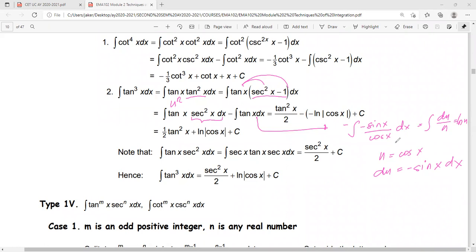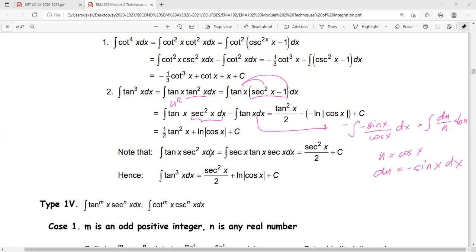Your u is in the denominator, your du is in the numerator. So then the answer is ln of u. So our u is cosine. So the ln of cosine of x, it's negative because of this. And since it's negative in here, that makes it positive. So your answer here for the first term, which is 1/2 tangent squared x, is just added to the answer for the second term, which is the ln of the cosine of x.